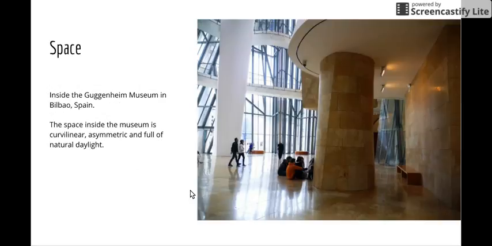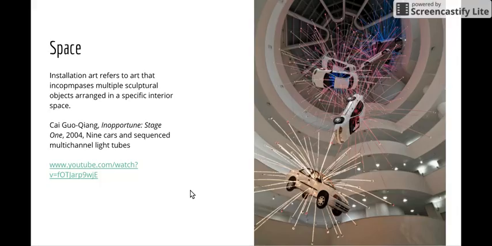So, a view from the inside of the Guggenheim Museum: the space inside the museum and out is curvilinear, asymmetric, and full of natural daylight. It's a little bit different than what we think of as a ceiling and a ground and four walls, which are very rectilinear. Frank Gehry really opens the space up, and light and the curvilinear forms play an important role in the building.